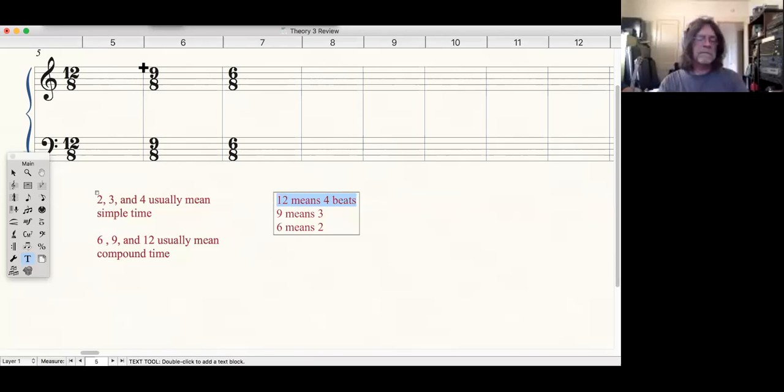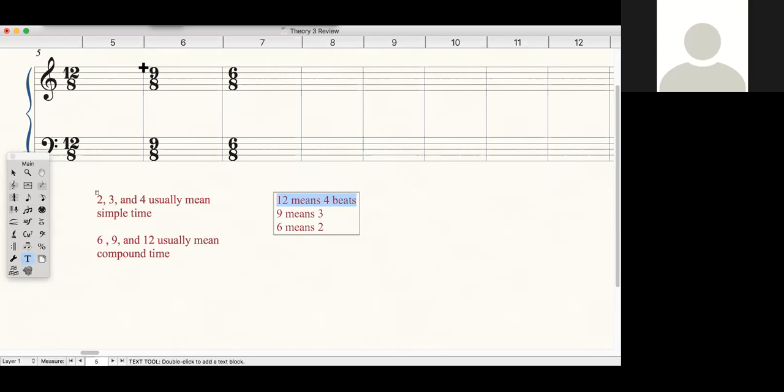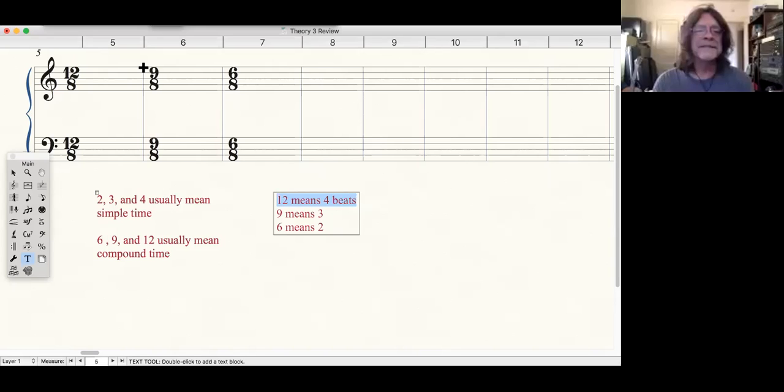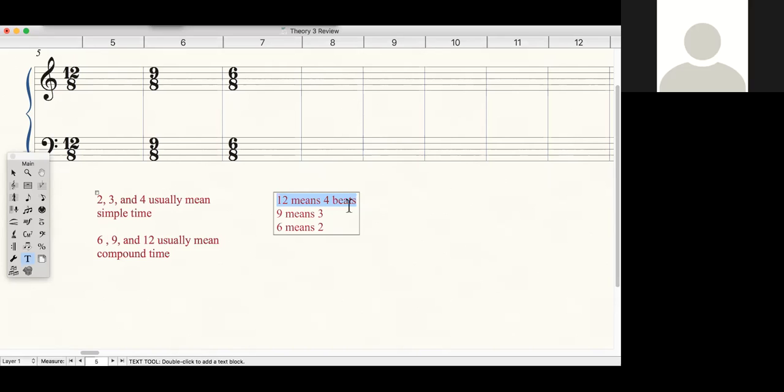All right, so 12/8. How many beats are there in the measure? No, there's not 12. There's not 8. Now you're guessing. Don't guess. If you don't know, I understand that. But spurting out every answer you can think of doesn't help you, because eventually you'll probably run into the right answer. It's right here on the screen. 12 means 4 beats, and it was highlighted.